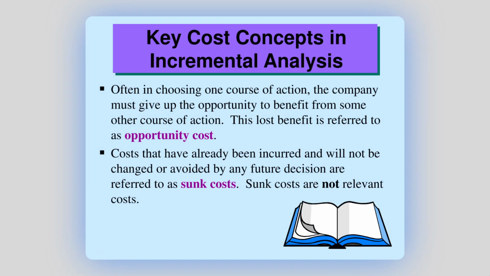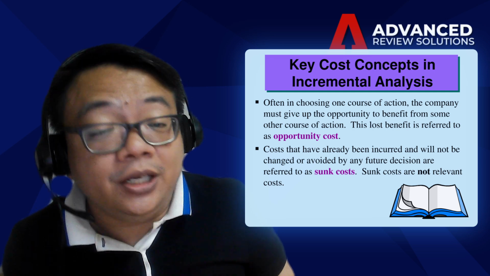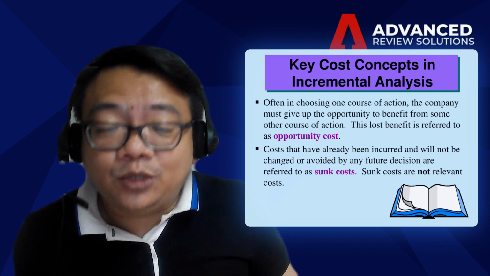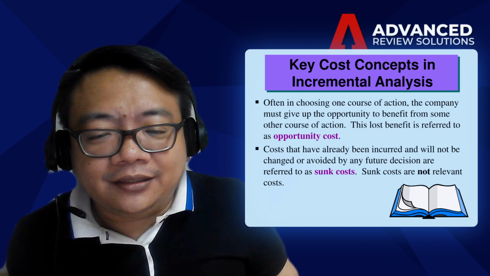Also, the key concepts particularly for this analysis, yung tinatawag nating opportunity cost and sunk cost. Often, in choosing one course of action, the company must give up the opportunity to benefit from some other courses of action. The lost benefit is referred to as opportunity costs. The costs that have already been incurred and will not be changed or avoided by any future decisions are referred to as sunk cost. And sunk costs are not relevant costs. So, ibig sabihin, class, only opportunity cost is relevant cost, because it will change among alternatives. Where sunk costs will not change. That's why sunk costs are irrelevant costs, not relevant costs.